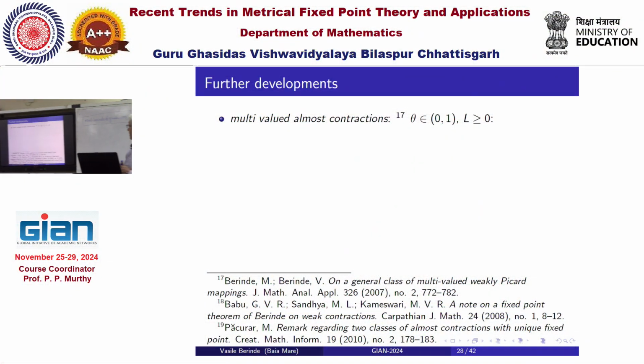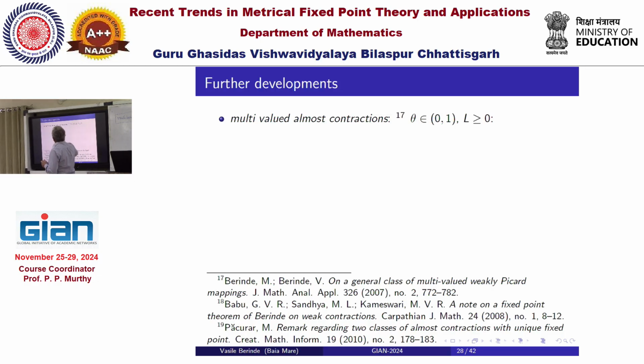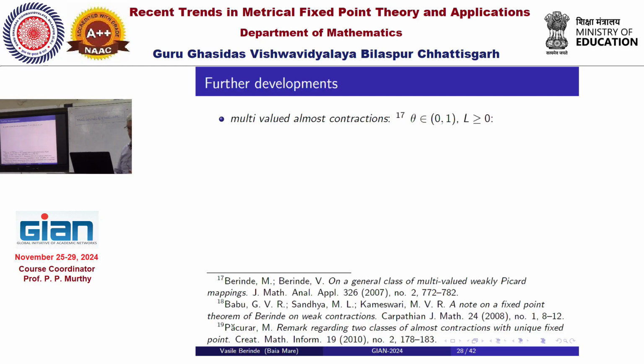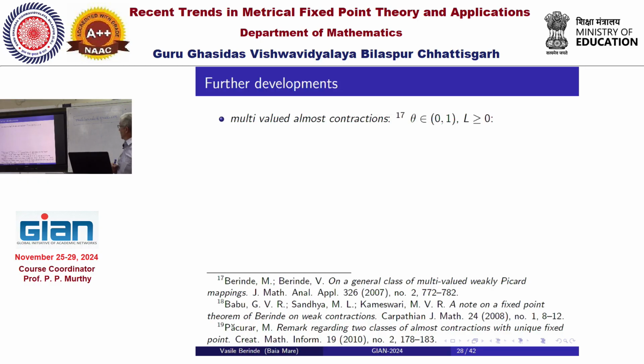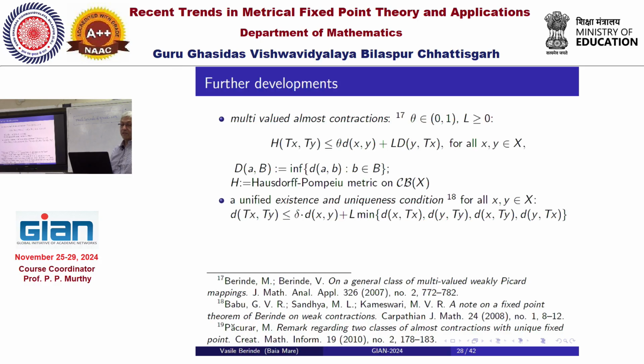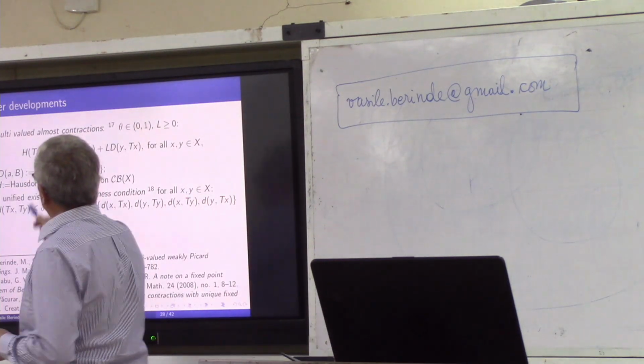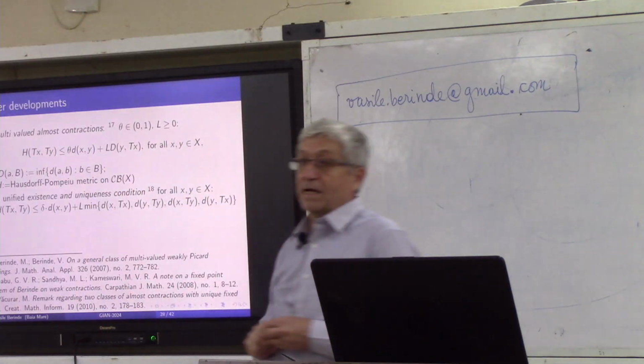So the first important development was to go from single-valued mappings to multi-valued. So we introduced, together with my co-author Madalina, this important paper on a general class of multi-valued weakly Picard mappings, which was published in Journal of Mathematical Analysis and Applications. And after that, this was the condition. And if you are not familiar with the Hausdorff-Pompeiu metric, this is the distance between sets.